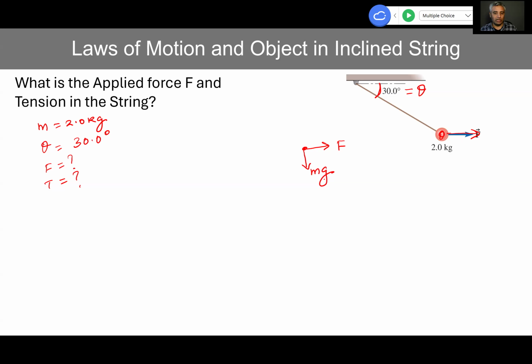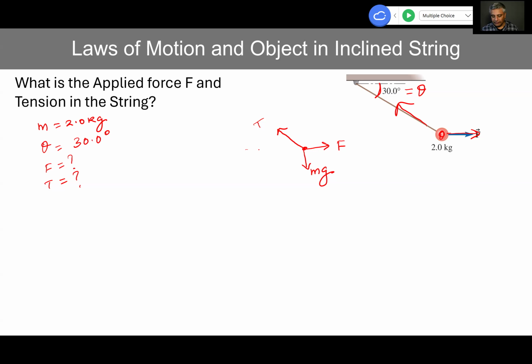m is not force. Mass is not force. When you multiply mass by acceleration, which is acceleration due to gravity in this case, that's when it becomes force or weight. Okay, and tension is along the string. So it is being held by the string, so the string must be pulling it up. Okay, so that's tension.